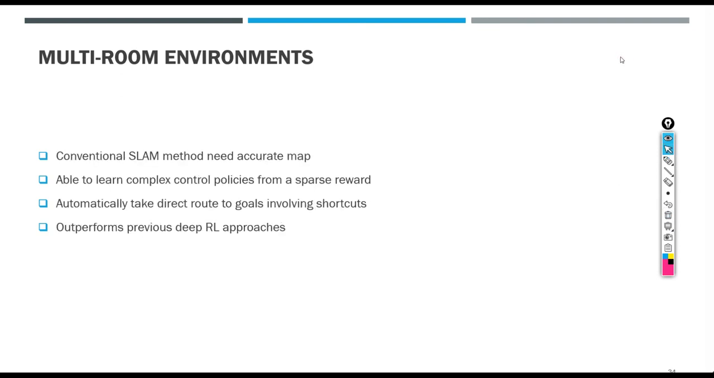There are conventional simultaneous localization and mapping methods, but they need an accurate and complete map, where the nature and the position of the goal is externally defined. However, the proposed deep reinforcement learning agent was able to learn complex control policies end-to-end from a sparse reward. And it can automatically take direct routes involving shortcuts to the defined goal. These abilities outperform the previous deep reinforcement learning approaches.